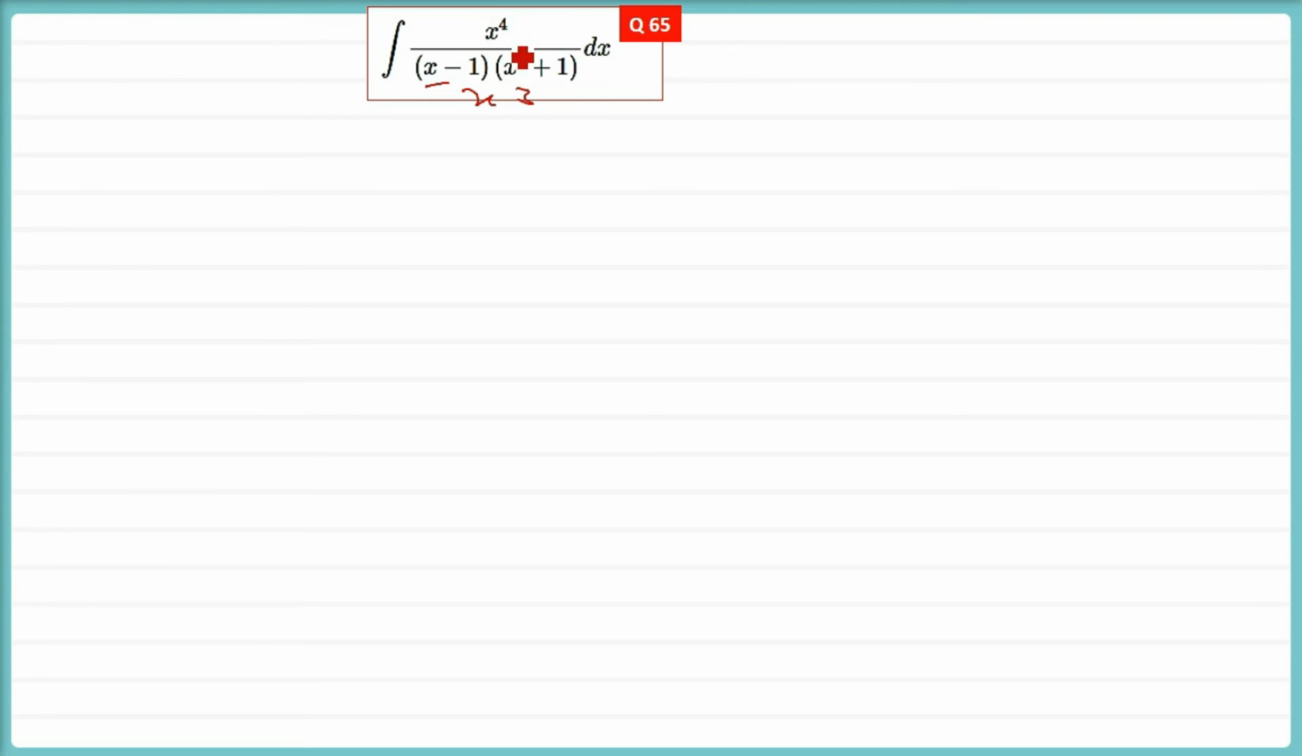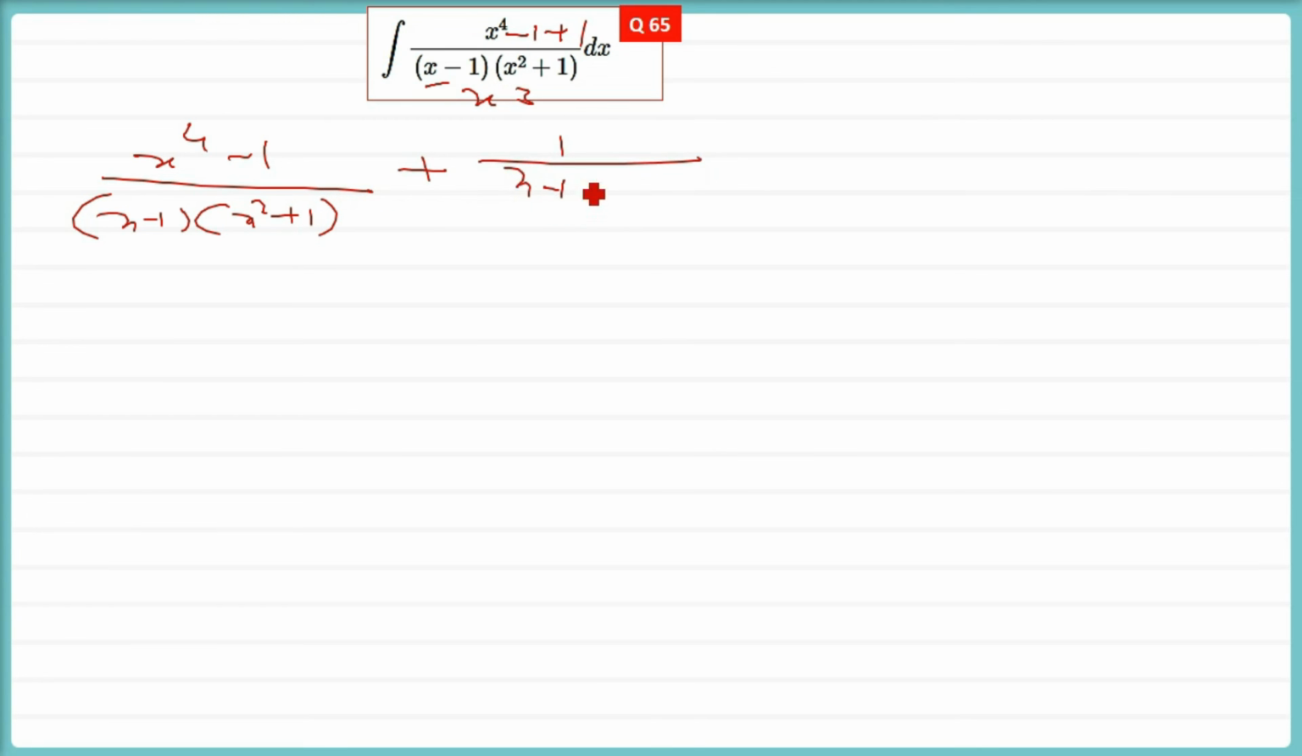With both the ways, you'll get a similar answer. So in x raised 4, you can do minus 1 plus 1. When you do this minus 1 plus 1, what are you going to get? x minus 1 into x square plus 1. Now separate this x raised 4 minus 1 and 1. So this will be 1 by x minus 1 into x square plus 1.